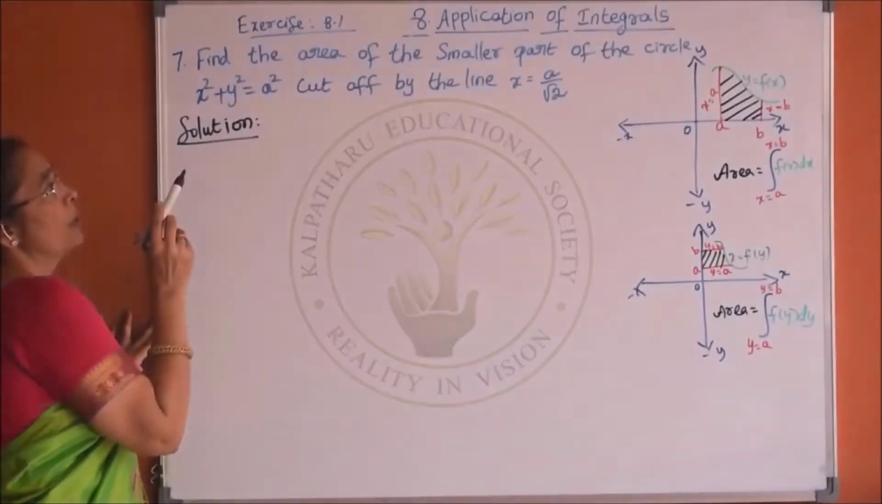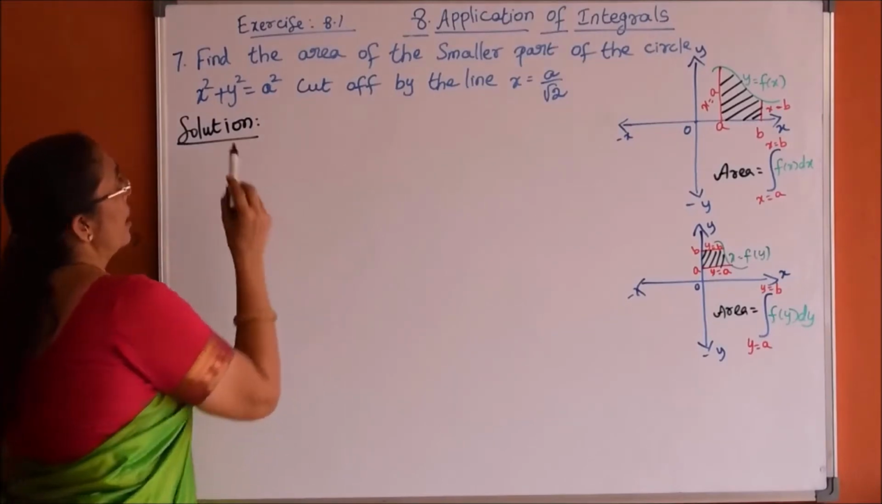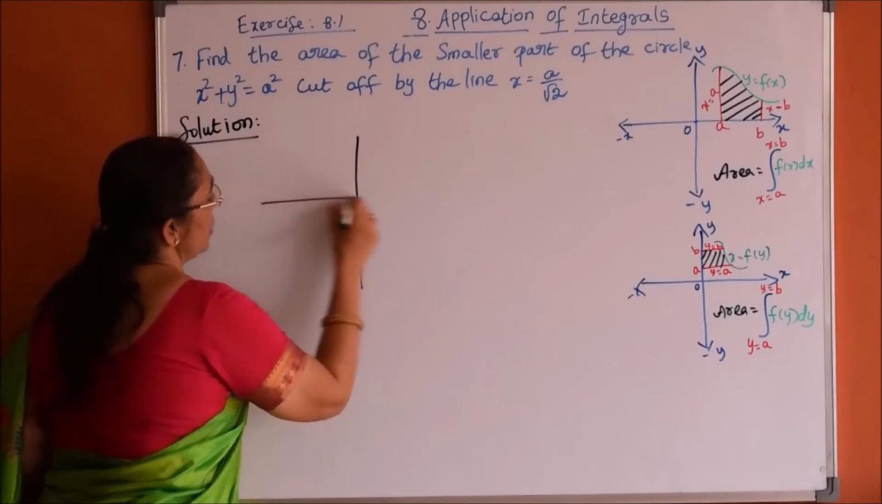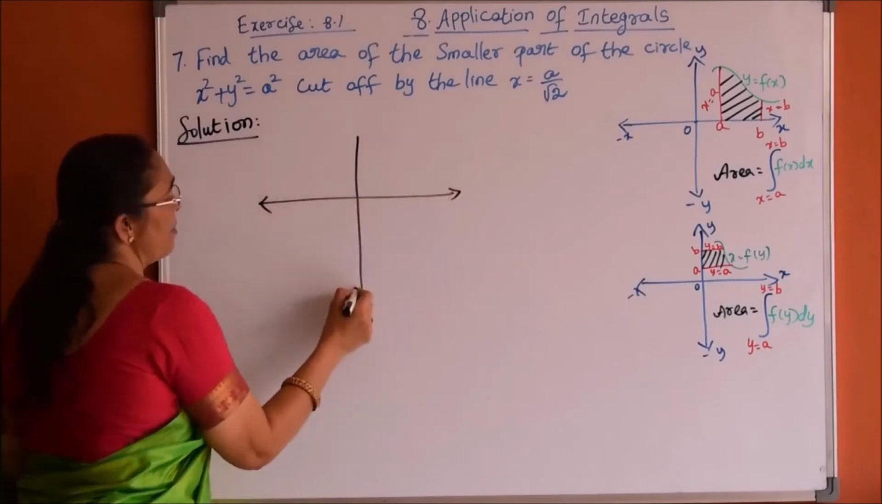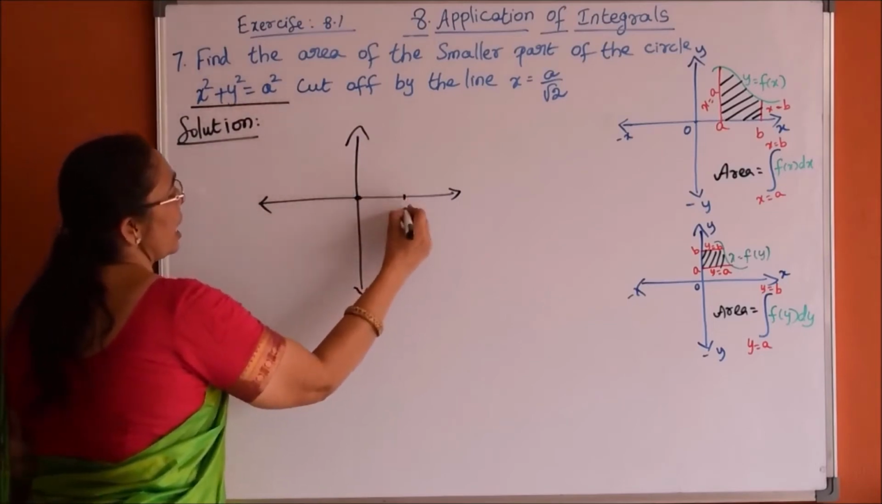7th problem: find the area of the smaller part of the circle x square plus y square is equal to a square. So, the circle is having center at origin and radius a unit.